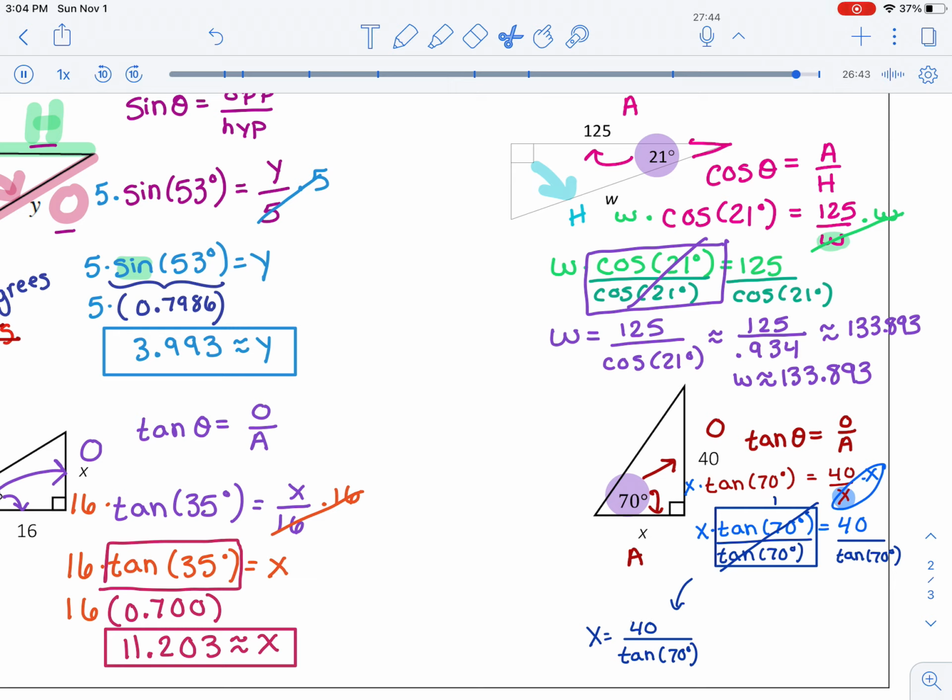Well, based on my calculator, I can tell you that the tangent of 70 degrees is approximately 2.747. And 40 divided by that number is approximately 14.559. So X is approximately 14.559.